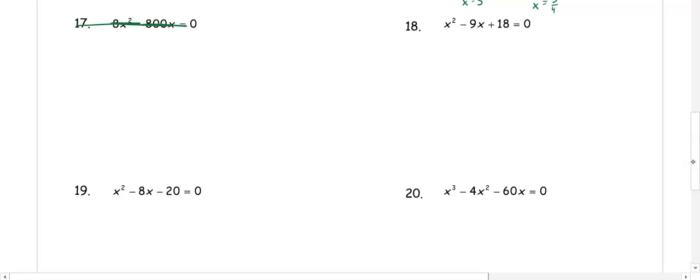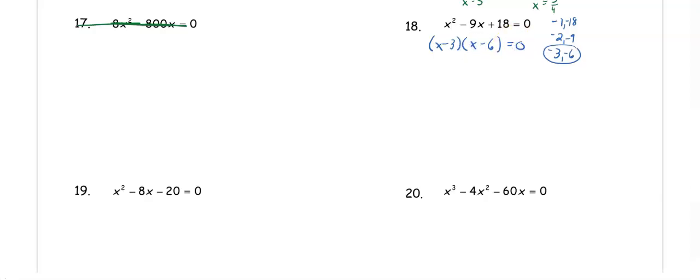So we have x squared minus 9x plus 18. So this is not in factored form. We need to factor first. So numbers that multiply to 18 are 1 and 18, 2 and 9, 3 and 6. We're adding to a negative number, so they're all negative. So we're going to have x minus 3 and x minus 6 equals 0. There are two x's, so we're going to get two solutions.